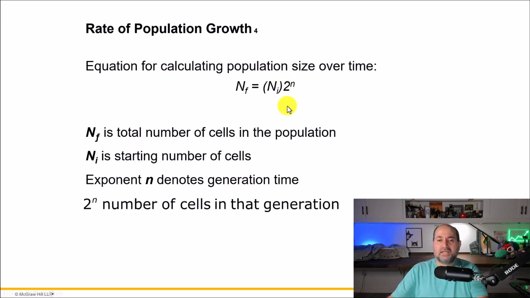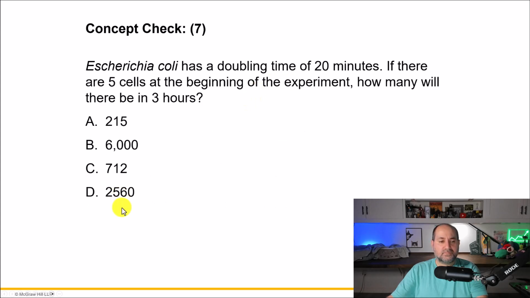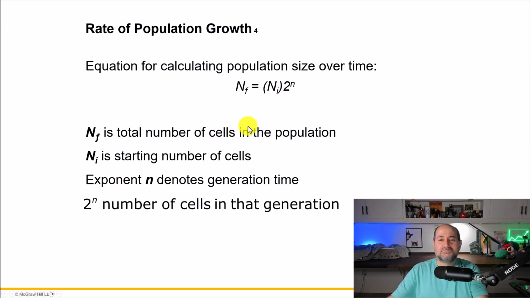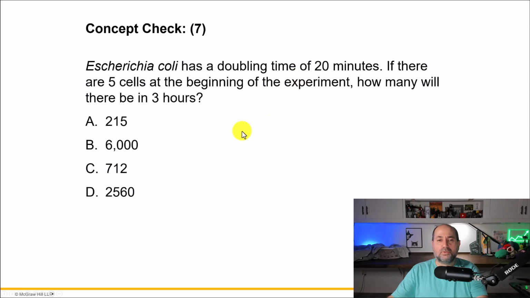So can we solve that? What's 2 to the power of 9? 2 to the power of 9 is 512. Times 5 is 512 times 5 equals 2,560. That's D. Okay, I hope that made sense, but remember, you need to use this equation in order to determine the answer to that kind of question.